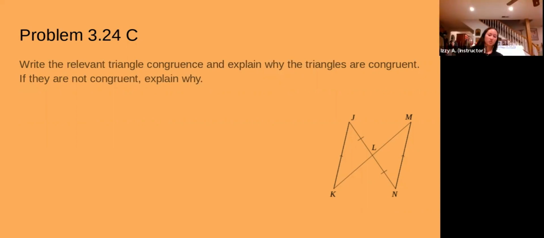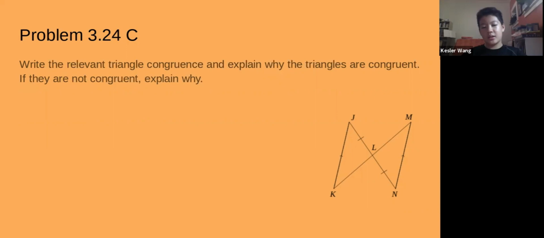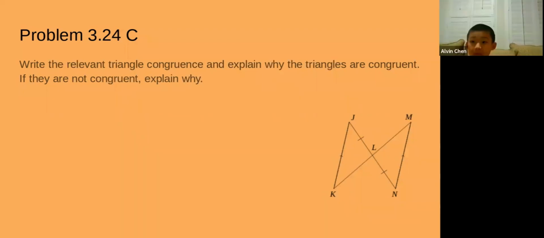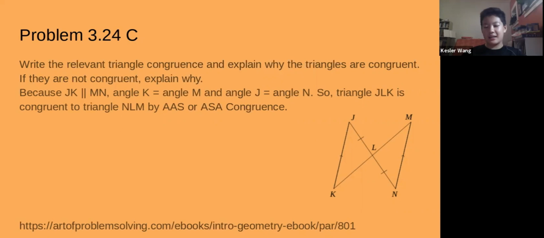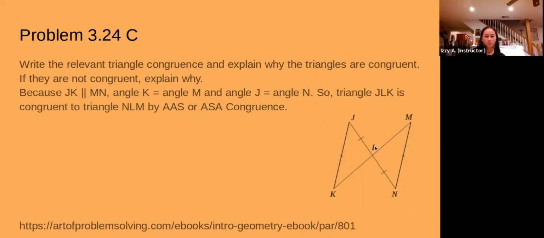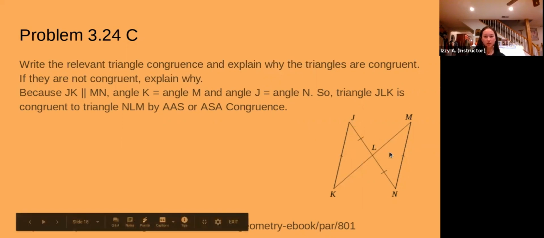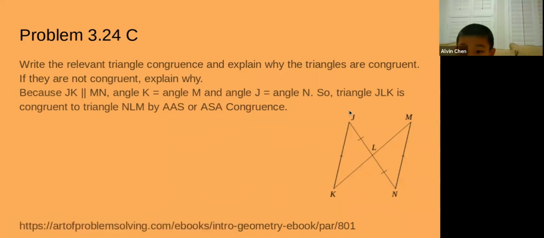Yes, correct. Write the relevant congruence and explain why the triangles are congruent. If they are not congruent, explain why. Couldn't SSA still apply? No, this one is AAS. Because JK and MN are parallel to each other, angle K is going to be equal to angle M, and angle J is going to be equal to angle N. Those aren't straight lines, those are arrows. Arrows mean they are parallel. So next time, can you make the arrows bigger?